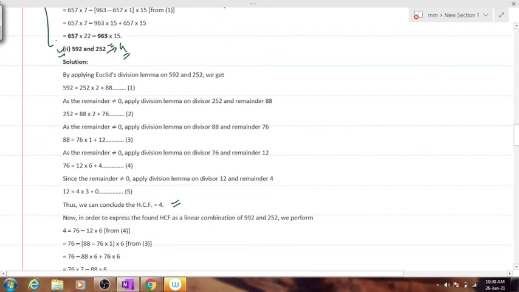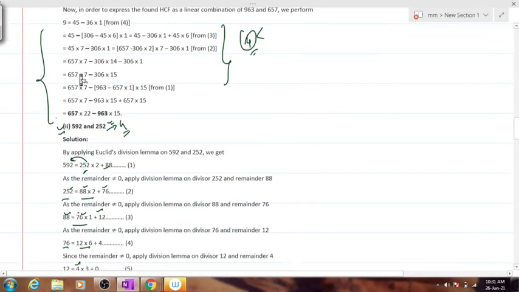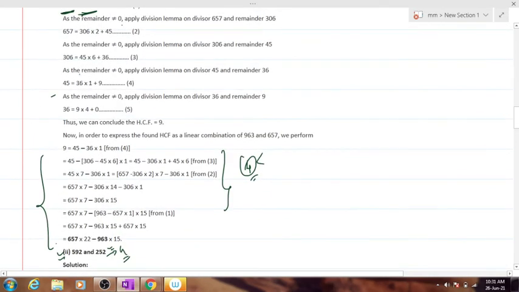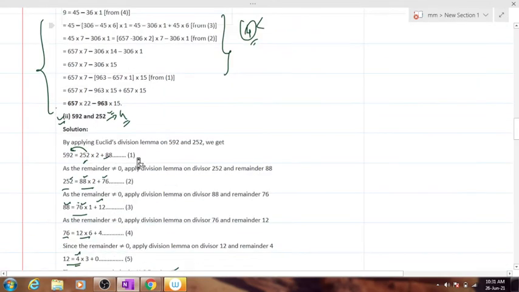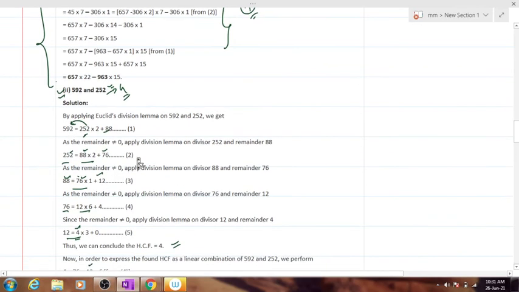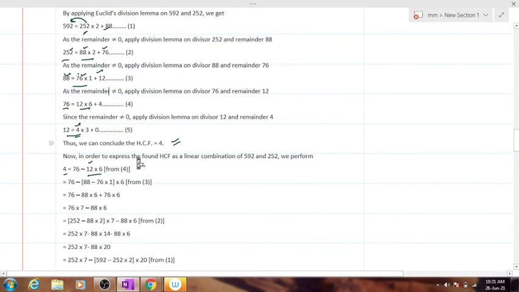It's a very simple one. You have to go just backwards. Write 476 minus 12 into 6, and then again 12 will be broken down. 88 minus this, then again 76 will be broken down. This minus this, and then 52 will be broken. 88 will be broken down as this minus this. Clear? Clear, everyone? Try breaking it down fast.